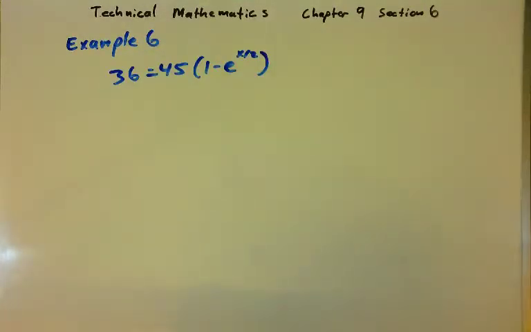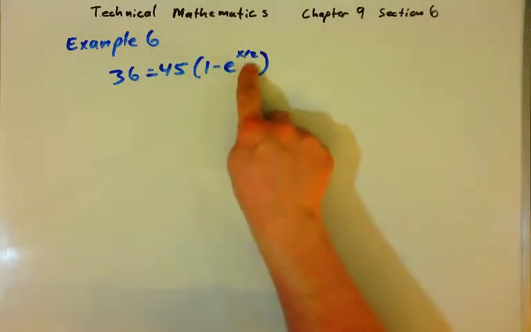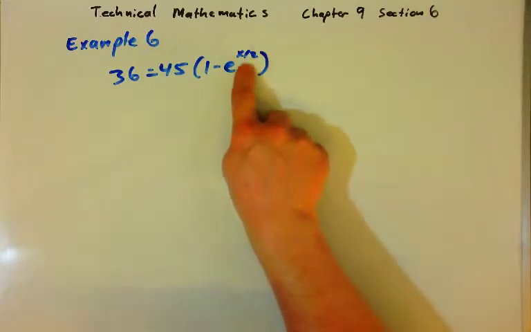This is example 6. It says 36 equals 45 times the quantity of 1 minus e to the x over 2 power. And so x is in the exponent, right? X is in the exponent. We can get the x out of the exponent by using the logarithm.